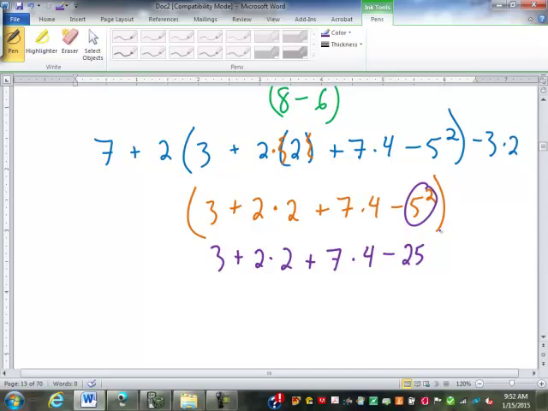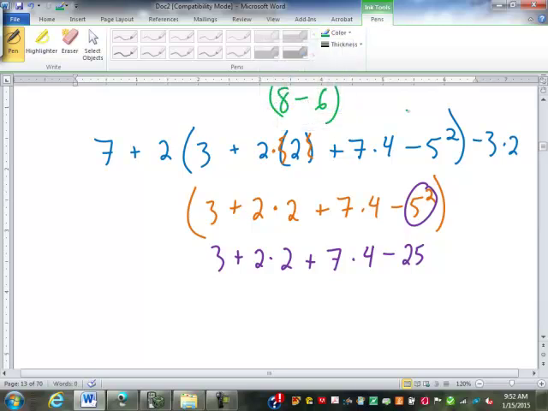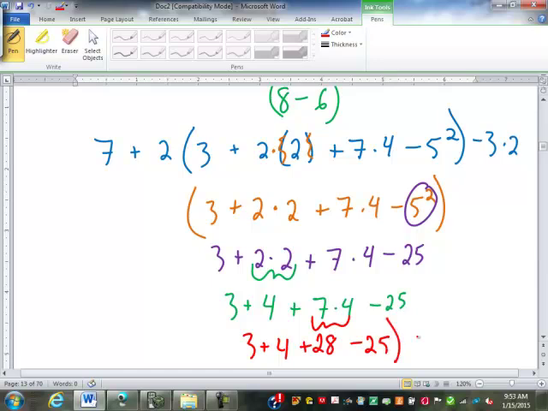Now I'm just rewriting what's in the parentheses to save a little time. Any other powers or roots? No. Next is multiplication and division. And there's a couple of them, so again we go left to right. This one's first. 2 times 2 is 4. Next would be 7 times 4 is 28. Now, just so I don't lose the rest of it, I'm going to rewrite it here once.